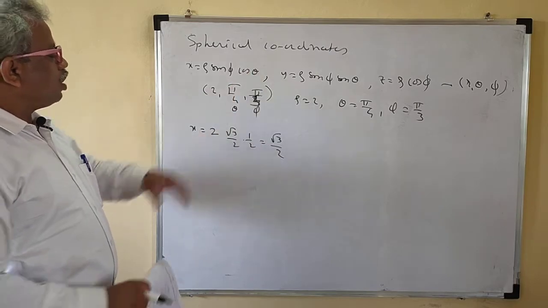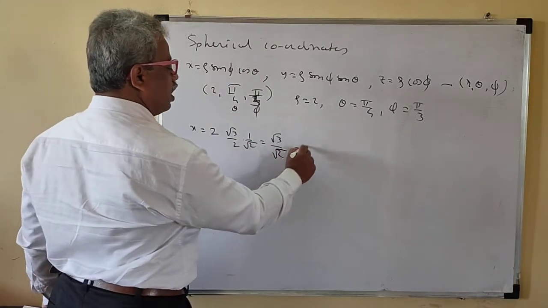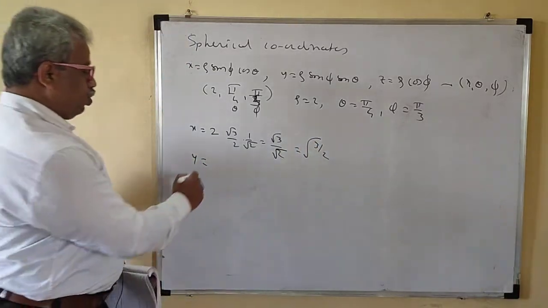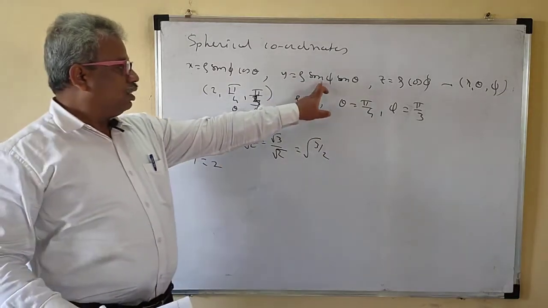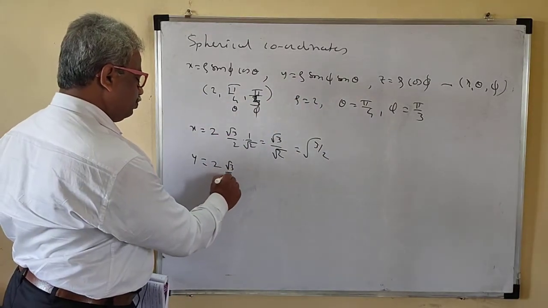Okay, so cos pi by 4 is 1 by root 2. So that is 3 by 2 only. What is y then? Y is nothing but rho. Rho is 2. Sine phi we have already calculated. This is root 3 by 2.